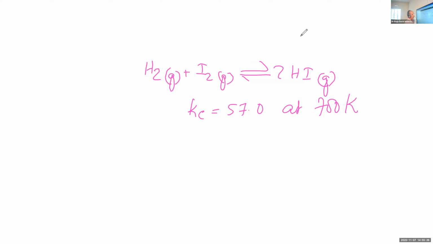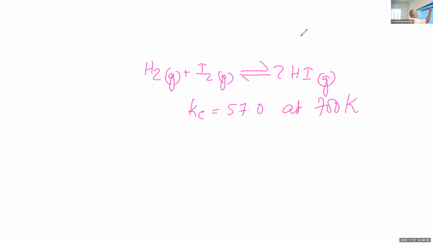So in the reaction H2(g) plus I2(g), reversibly giving 2HI(g), the Kc value is 57 at 700 Kelvin. And this is a moderate reaction. That means it is between 10 raised to negative 3 and 10 raised to 3. That is its value, so that is a moderate reaction. There will be an appreciable, measurable amount of both the reactants as well as the products.